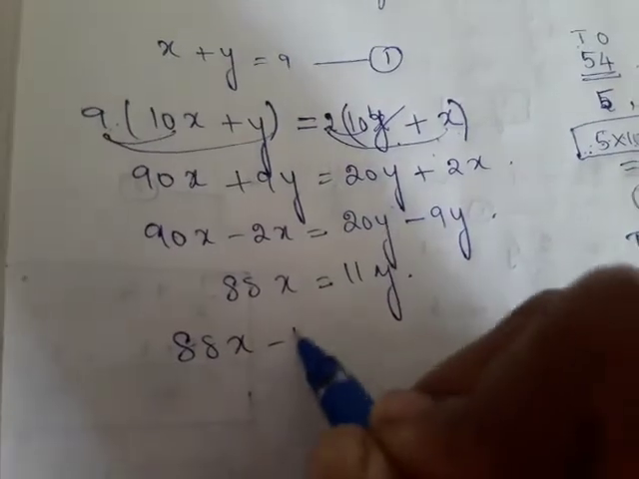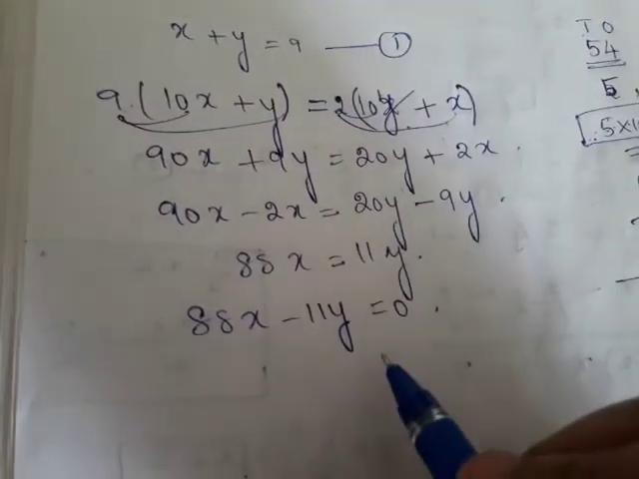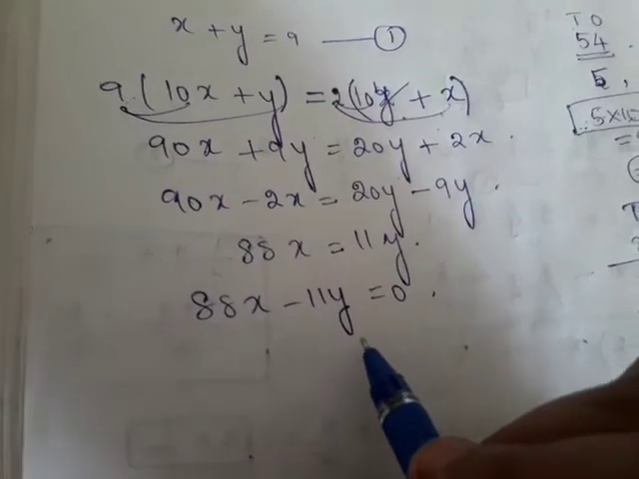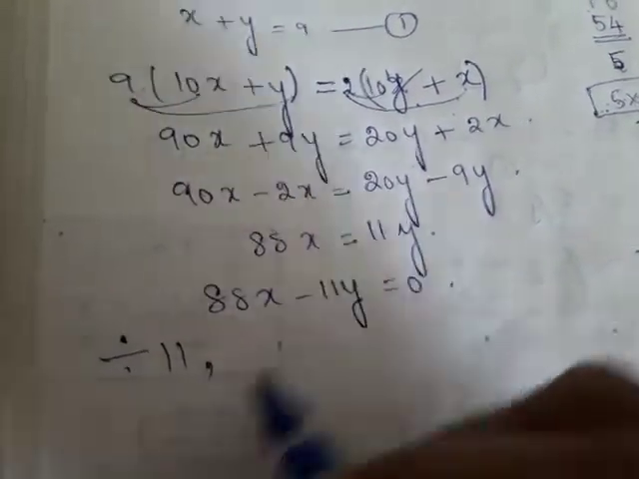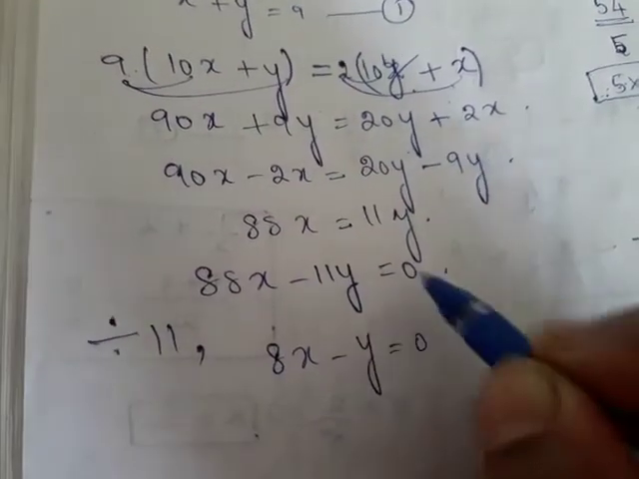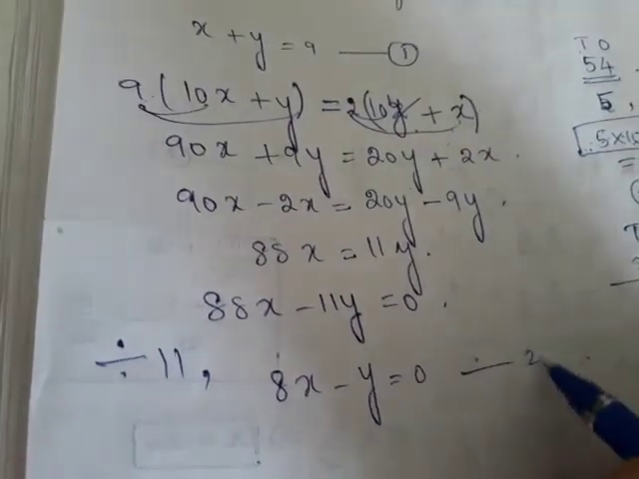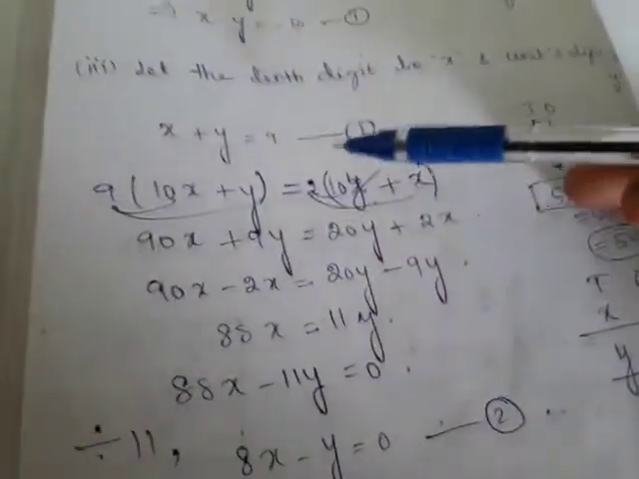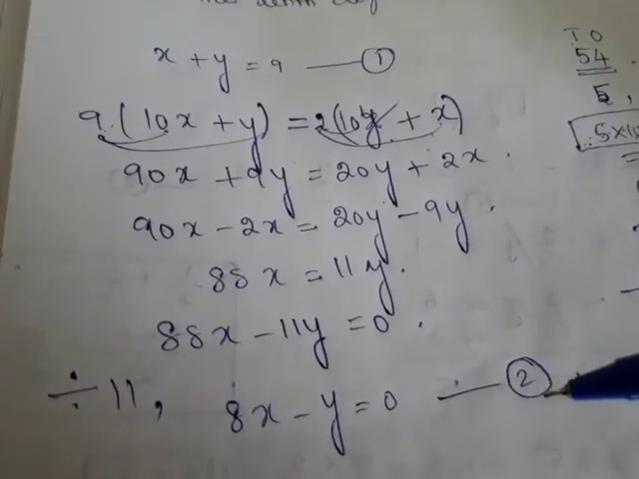Bring it to the standard form. So 88x minus 11y equals 0. Since they have a common multiple, you can reduce it. So I am going to divide entirely by 11. What will happen? 8x minus y equals 0, because 0 divided by 11 is 0. So this is your second equation. The first equation is x plus y equals 9. The second equation is 8x minus y equals 0.